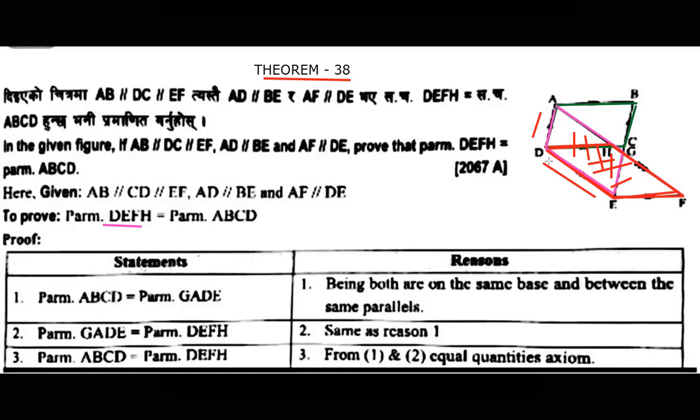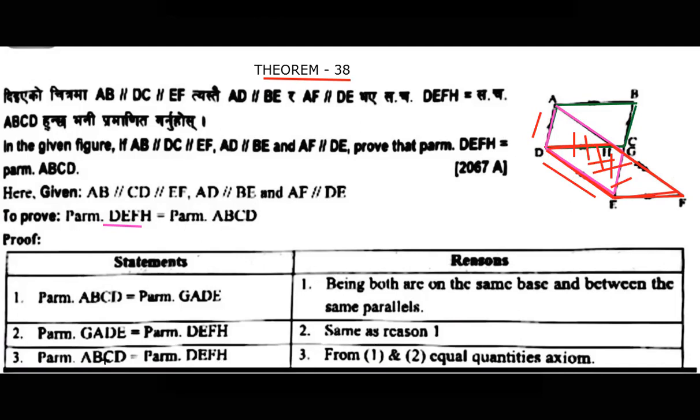Now, if we see from the base DE, another parallelogram appears. One is GADE, and what is the other parallelogram? What do we have to prove? DEFH. Here we can see two parallelograms, and they are also standing on the same base and within the same parallel lines.